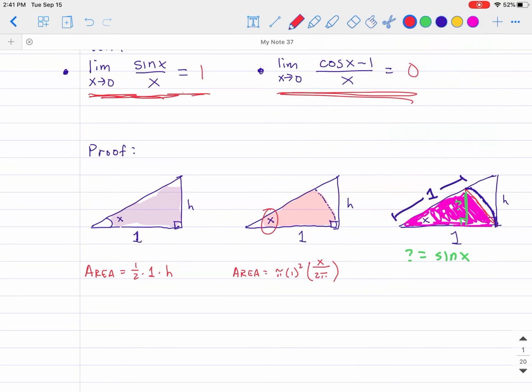And knowing that that is going to be my height of that triangle, now put it all together. The area of the small little triangle that I want is going to be equal to 1/2 multiplied by the base, which is 1, multiplied by the height, which is going to be sine of x. Okay, let's go ahead and put all those three together.